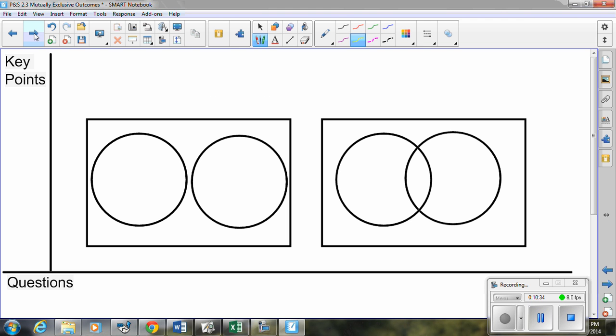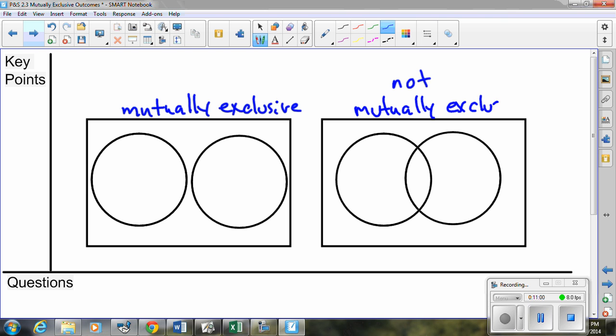In terms of the way things would look, how would we need to have these pieces shaded in? I'm starting off, you'll note on the left, this was the mutually exclusive. The right-hand side is not mutually exclusive. Just reminding you of what those pieces are.